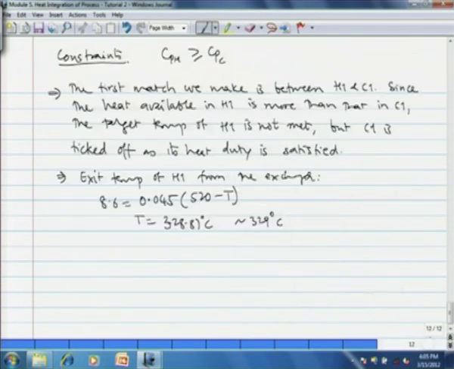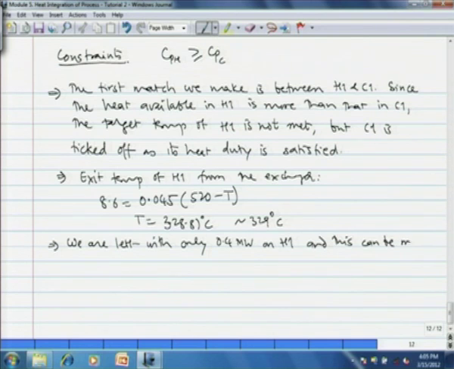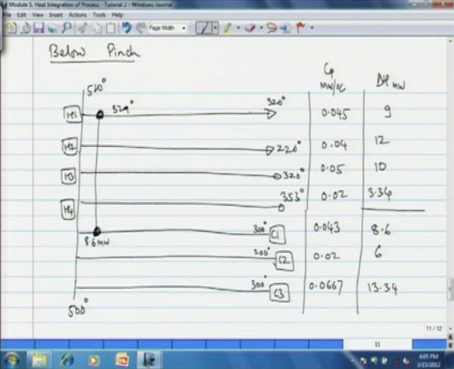Now, we are left with only 0.4 megawatt on H1, and this can be met with cold utility. So, now we put the cold utility exchanger here, 0.4 megawatt, and this ticks off the H1 stream because all of its heat duty is satisfied.